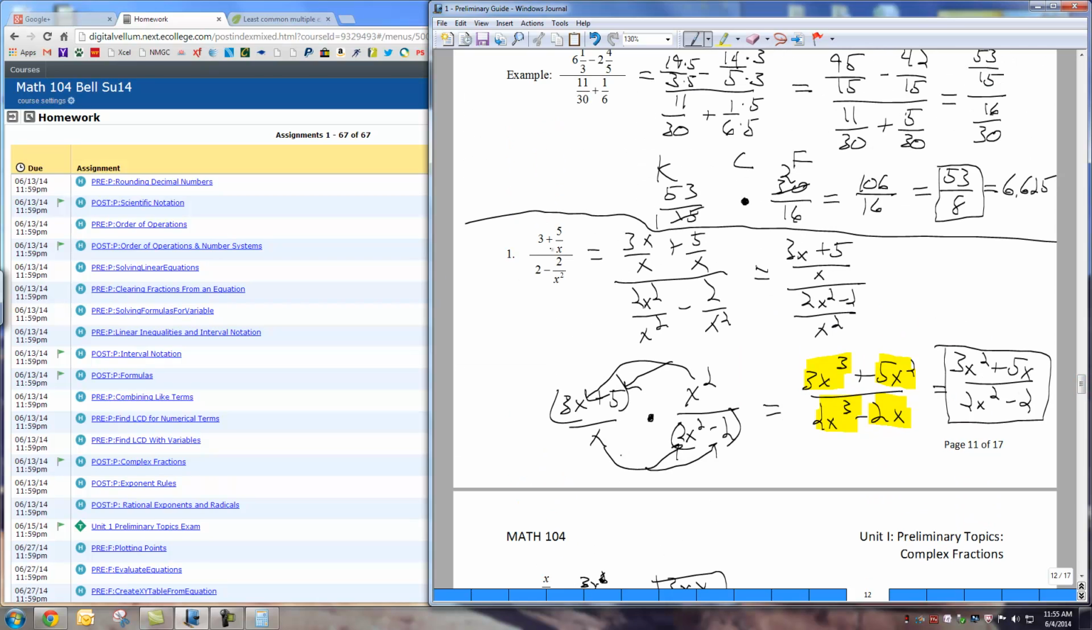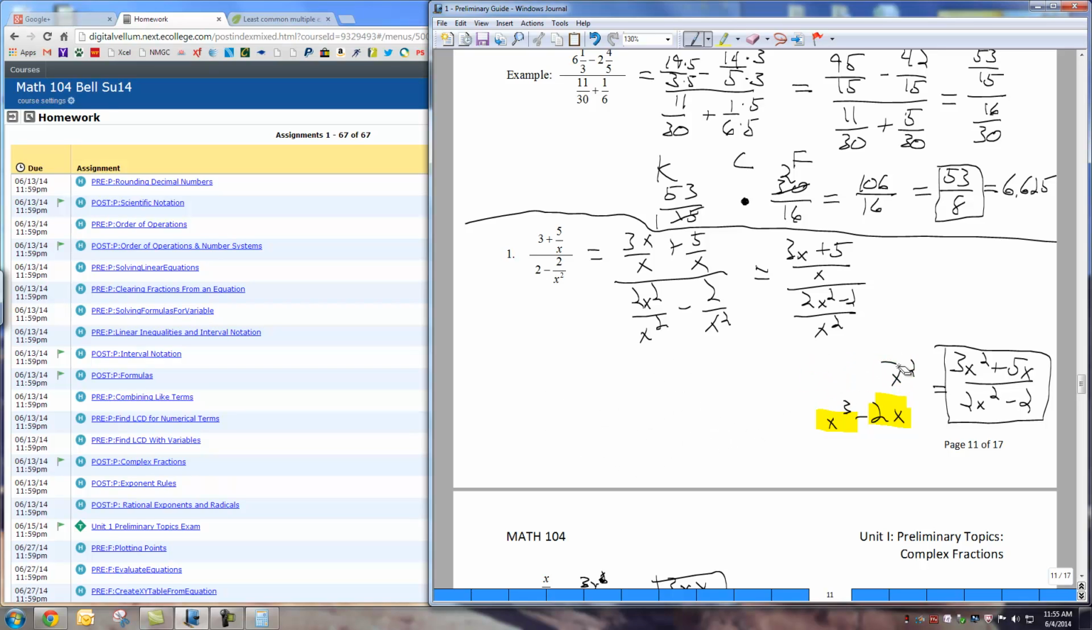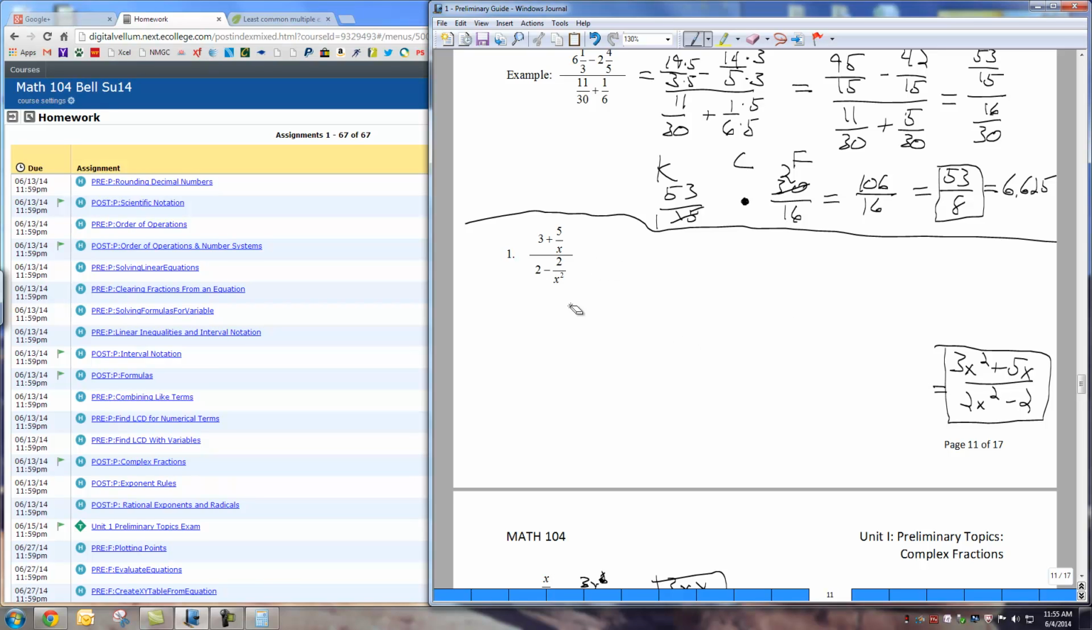I'm going to take this problem using my LCM method and show you how much easier it is to get to this final answer. So what I'm going to do is erase everything but the final answer and show you how I come up with the same thing. Okay. Alright, so what is the least common multiple of x and x squared?